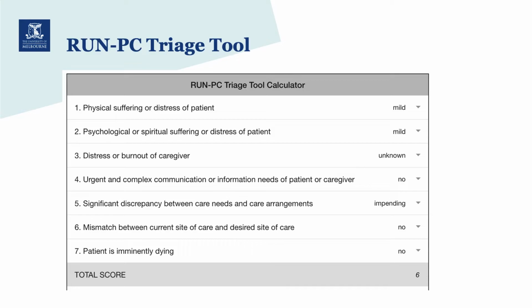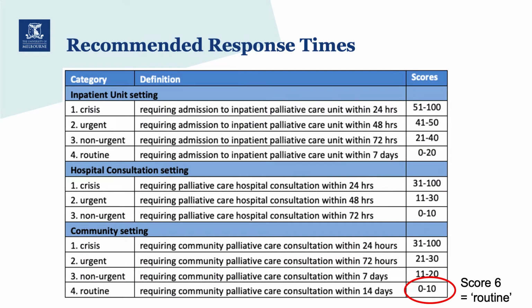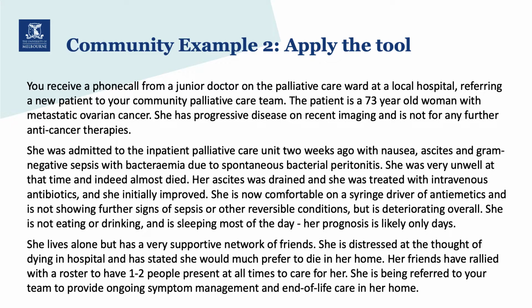Mismatch between current site of care and desired site of care, not as far as we know, and not imminently dying. So that gives a score of 6, which is very low, and for referrals to the community setting down the bottom of the table here puts her in the routine category. But as we've said, needing to dig up a little bit more information about what's to come and plan ahead.